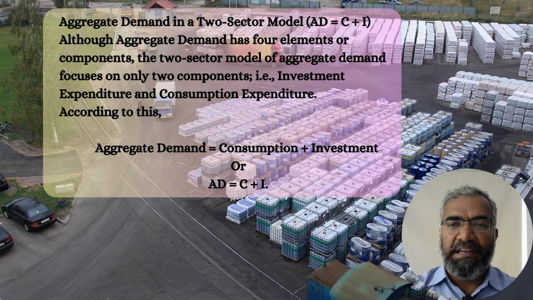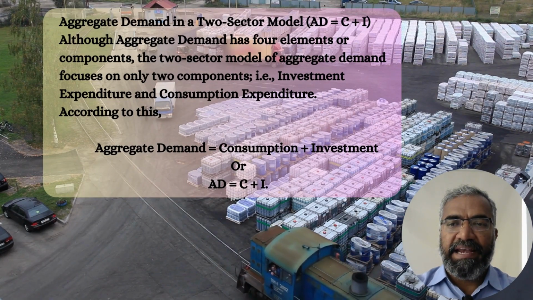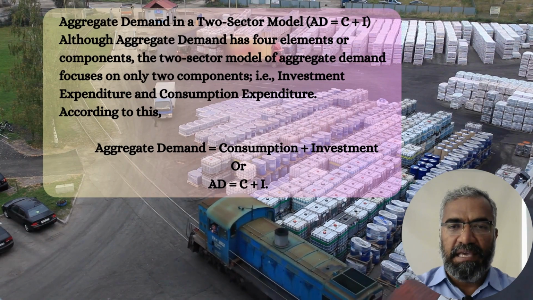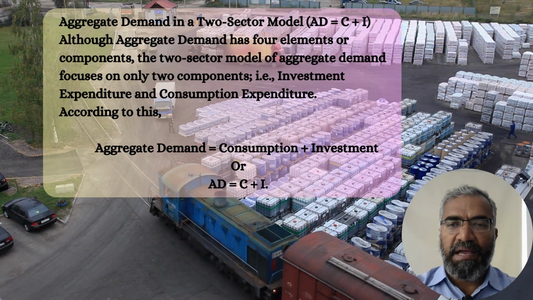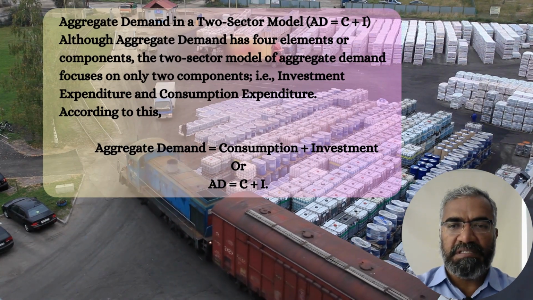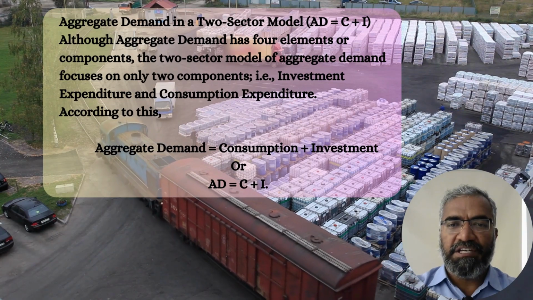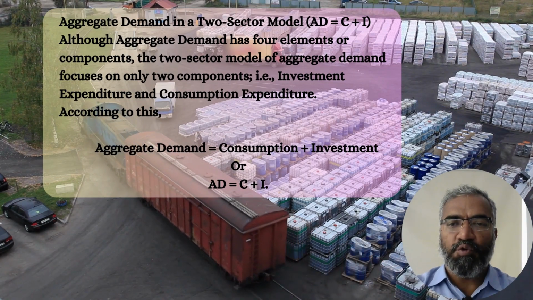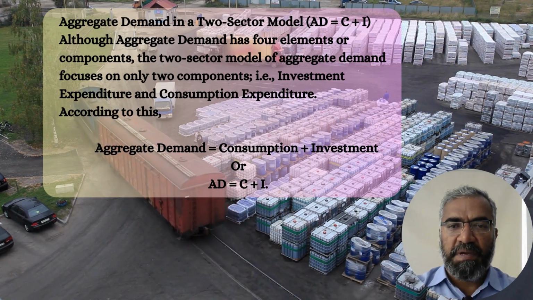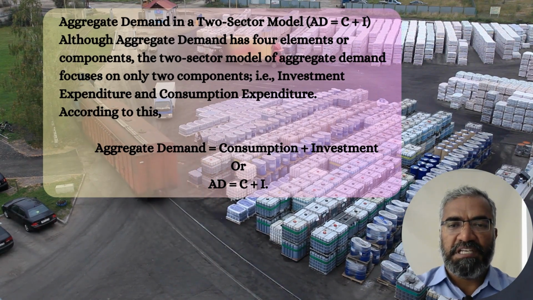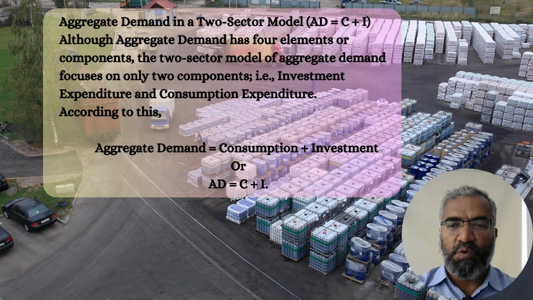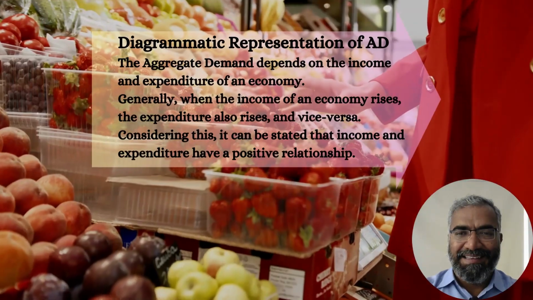Aggregate demand in a two-sector model, AD is equal to C plus I. Although aggregate demand has four elements or components, the two-sector model of aggregate demand focuses on only two components, that is investment expenditure and consumption expenditure. According to this, aggregate demand is equal to consumption plus investment, or AD is equal to C plus I.